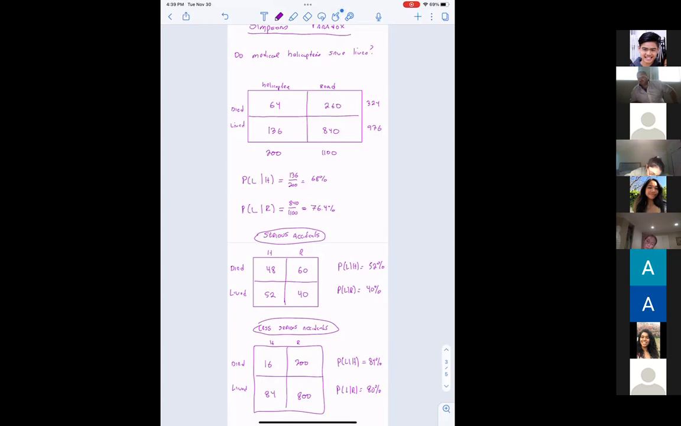What is the actual value of the percent who lived by going by helicopter in the serious accident case? What's the actual value? It's 52%, right? And what's the actual value for the less serious case?